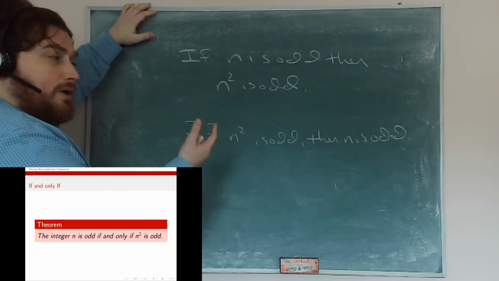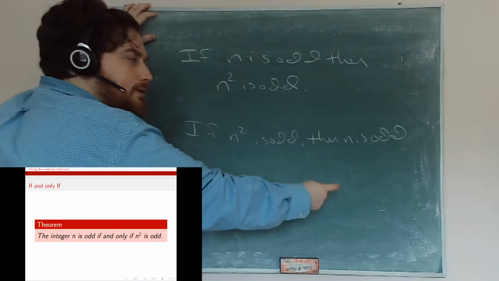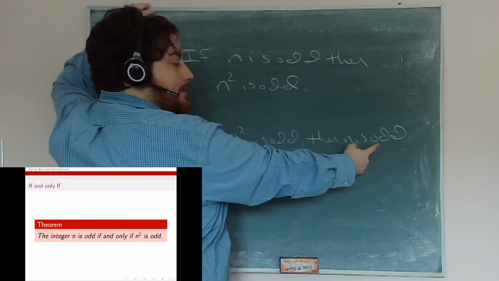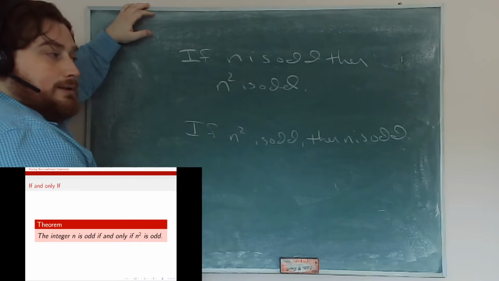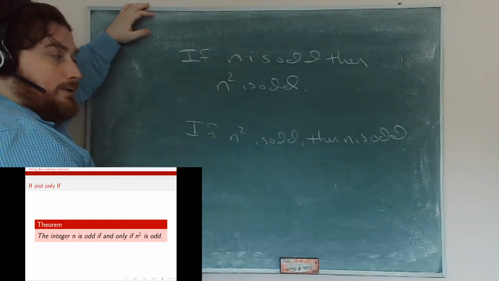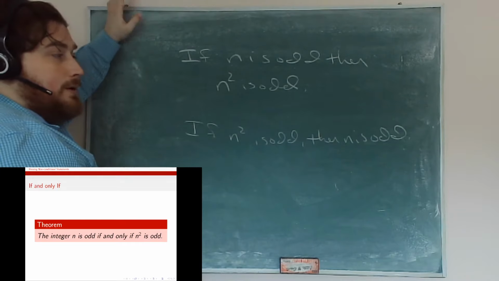This one would probably be better to do as a proof by contrapositive. That is, I would assume n is not odd, so n is even, and I'd have to show n squared is even. But if n is even, n is congruent to 0 mod 2. 0 times 0 is 0 mod 2, so n squared is congruent to 0 mod 2.